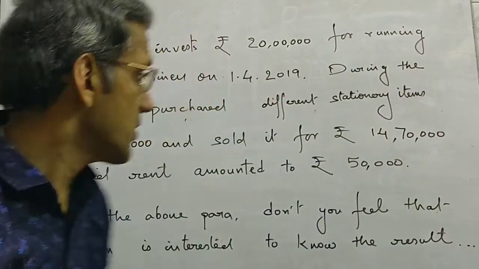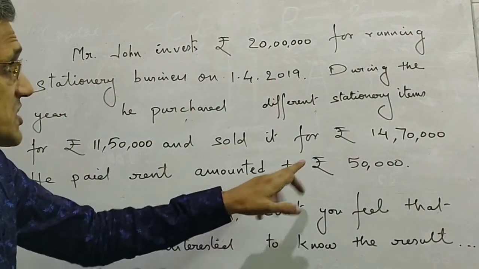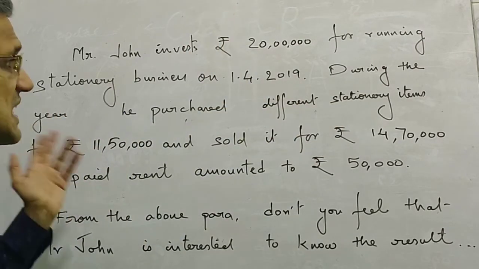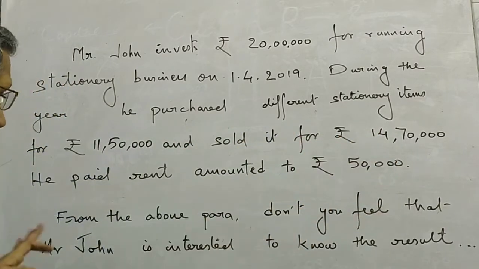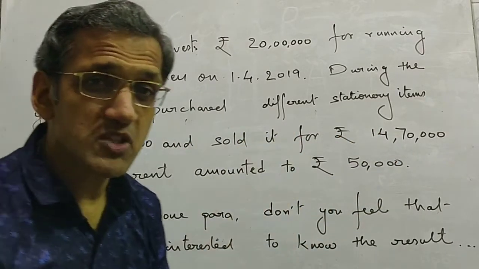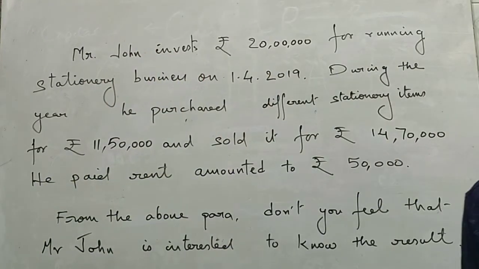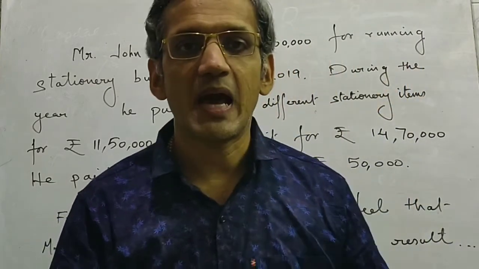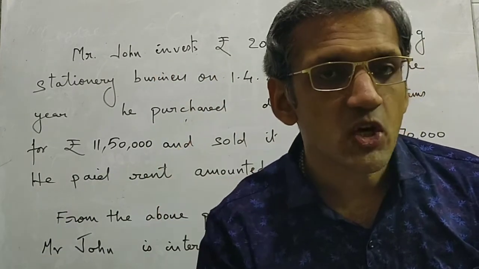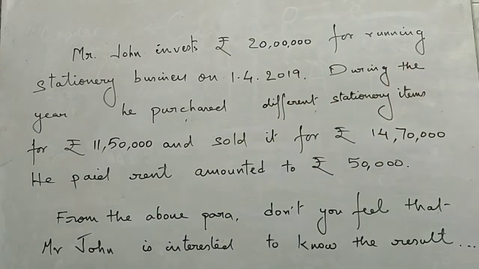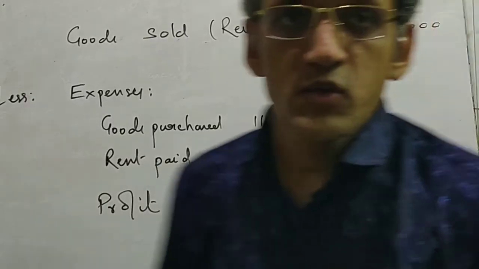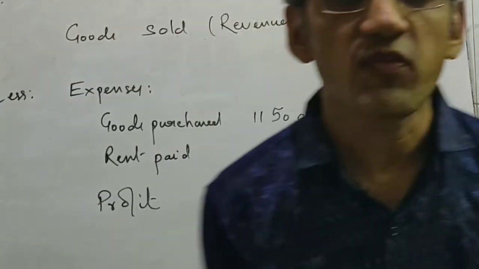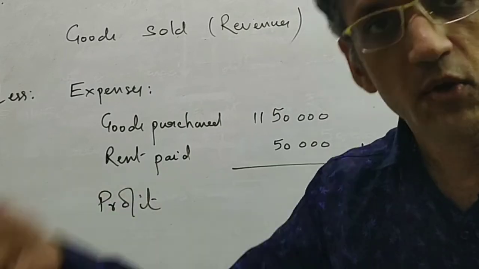Now from our story, what we come to know is that there are some things like capital, like expense, like you can say revenue, that is sales. Okay, and from the above para, don't you feel that Mr. John is interested in knowing the results of his business? So think about what should be the result and how it can be calculated. Here, the application of accounting starts. So now, here we are trying to find out the result of the activities conducted by Mr. John during the whole year.